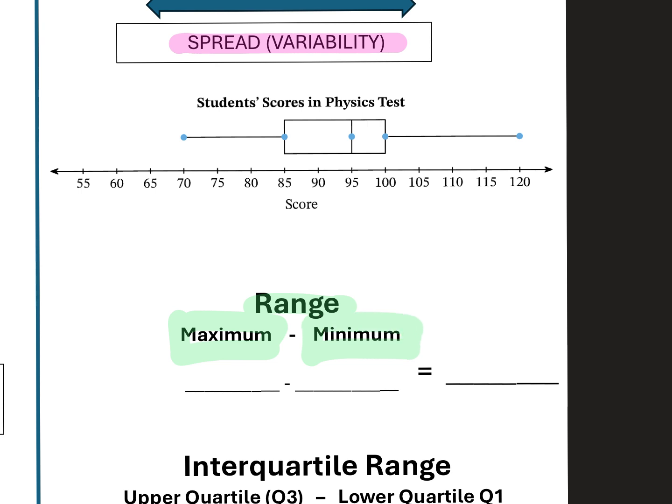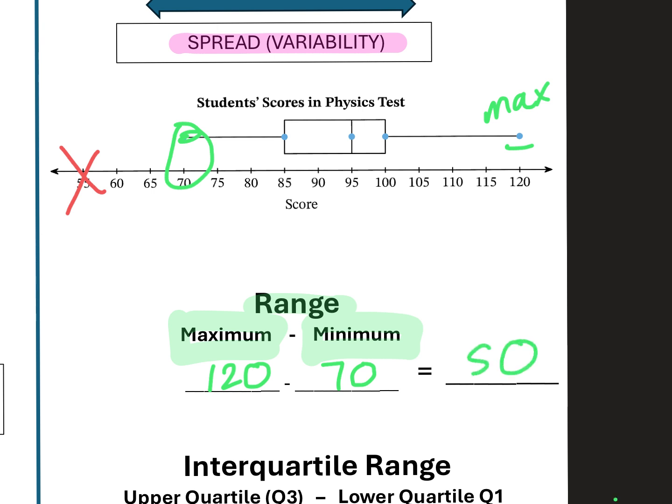So if I use this box plot as my example, my maximum is right here above where this dot is. So that's 120. And then my minimum, first of all, this is not my minimum because that's just part of the number line. We need to actually look where the box plot is, and we can see that the minimum in this case is 70. So the maximum minus the minimum is 50, which is how we calculate the range.